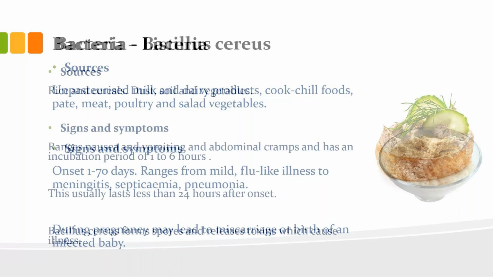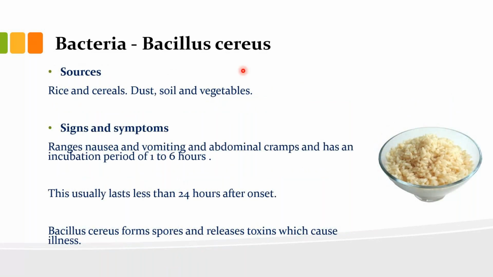Bacteria Bacillus cereus. The source is rice and cereals, dust, soil, and vegetables. Signs and symptoms range from nausea, vomiting, and abdominal cramps, and it has an incubation period from 1 to 6 hours. This usually lasts less than 24 hours after onset. Bacillus cereus forms spores and releases toxins which cause illness.